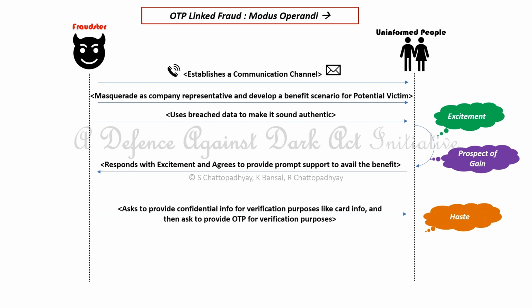And then the fraudster would ask to provide confidential info for verification purposes, like card info. And then usually they will be asking for an OTP for verification purposes. And in haste, uninformed people end up providing the OTP, and with that, they become the victim of OTP linked fraud.